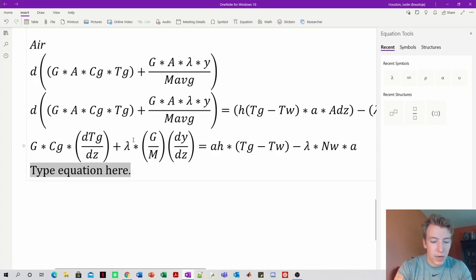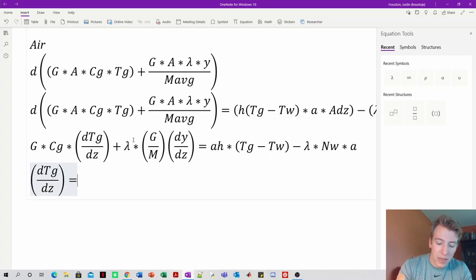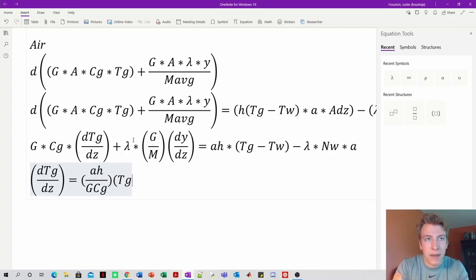So we're going to have dTg, the gas phase, over dz, with respect to distance, being equal to the specific area times the heat transfer coefficient, divided by the gas flow rate times the heat capacity of the gas, times the difference of temperature, so the gas flow temperature minus the temperature of the water.